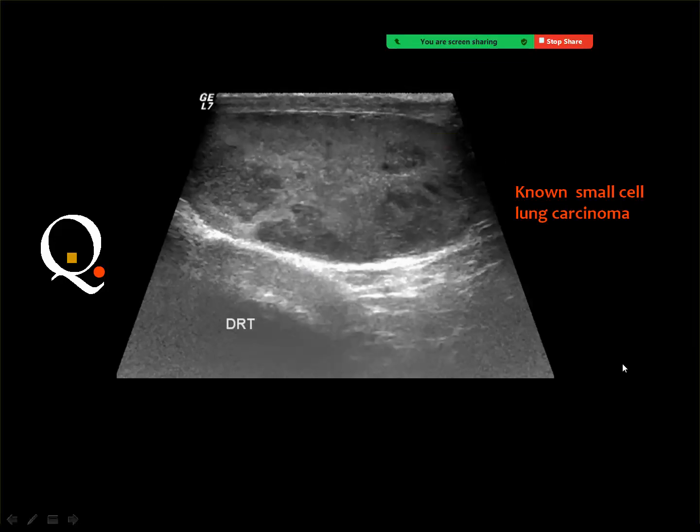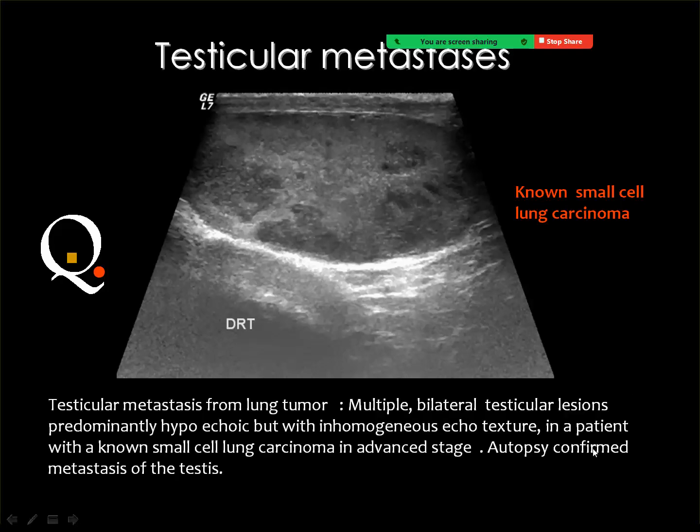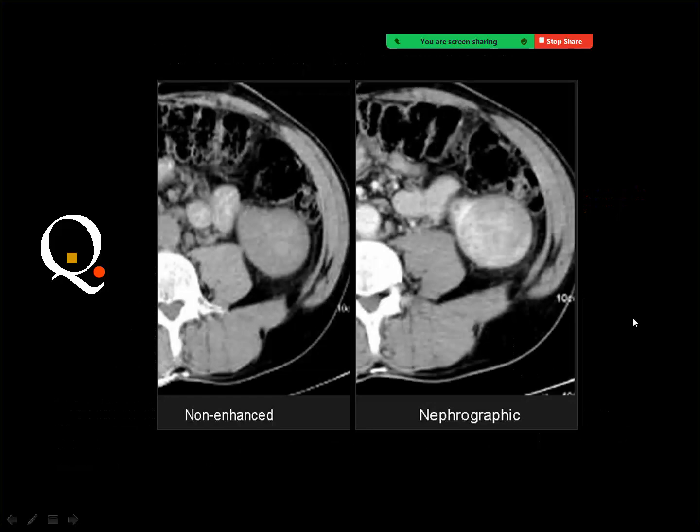Yes, and this is testicular metastasis. You can see multiple hypoechoic lesions within the testis. And in a case where you know that there is a known primary malignancy, you should consider that these lesions belong to the primary lesion, and these were, sorry, testicular metastatic deposits from the lung cancer.